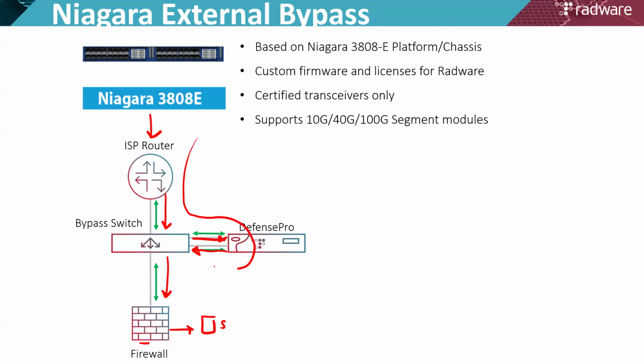It flows in this particular path. Now, let's suppose the Defense Pro port goes down for some reason. In this case, what might happen?